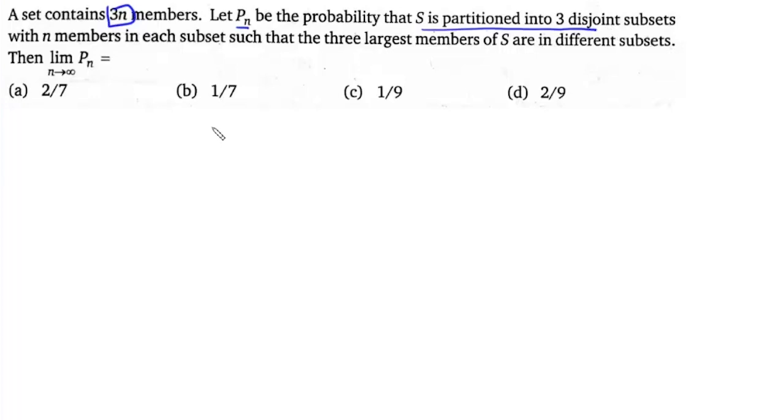Now first we'll find the total number of ways of distributing these 3n members in 3 subsets. Now it can be done in factorial 3n divided by factorial n, factorial n, factorial n, 3 times. And since we are partitioning it, these 3 subsets are identical. So that is the total number of ways of partitioning this set.